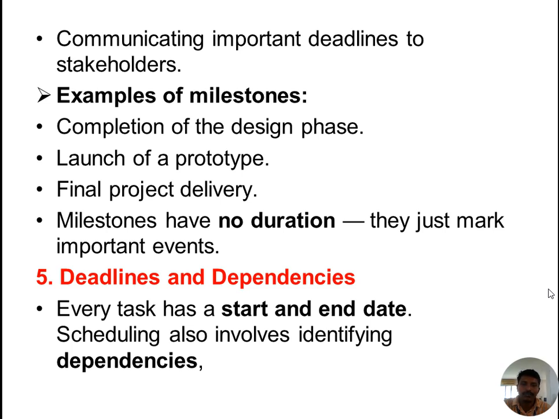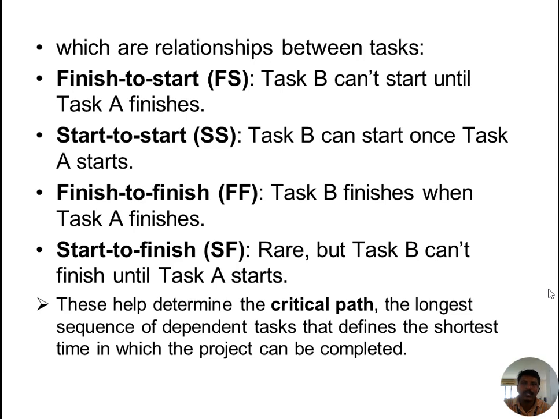Scheduling also involves identifying dependencies, which are relationships between tasks. Dependencies include finish to start, start to start, finish to finish, and start to finish. These are the dependencies identified in deadlines and dependencies. In the first one, finish to start, task B cannot start until task A finishes.